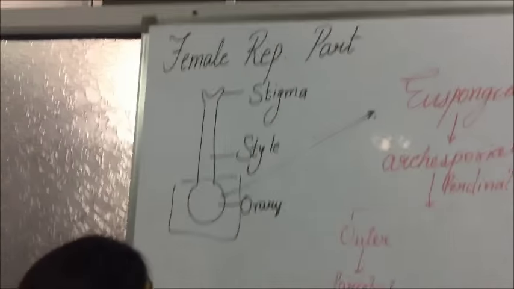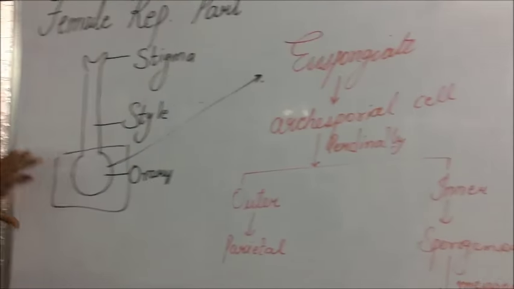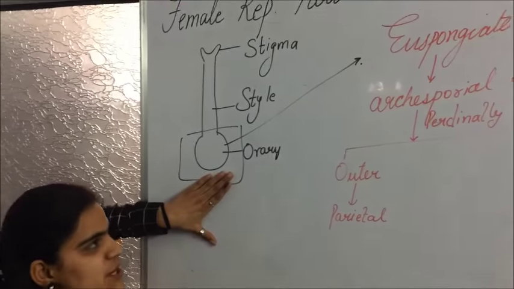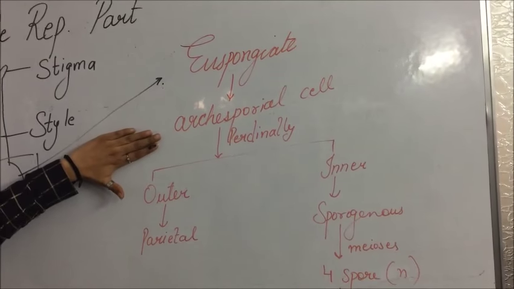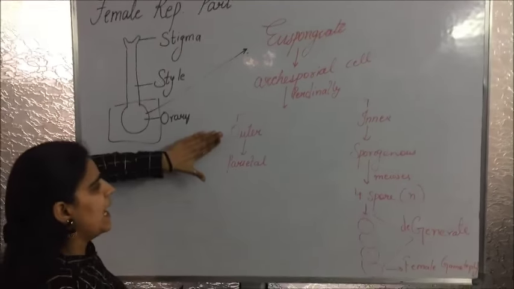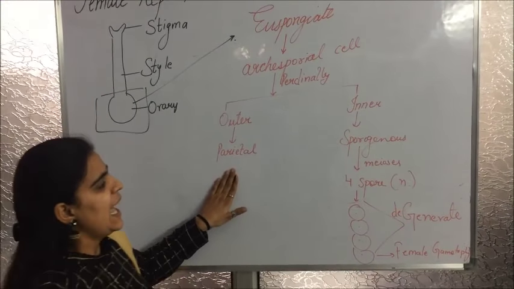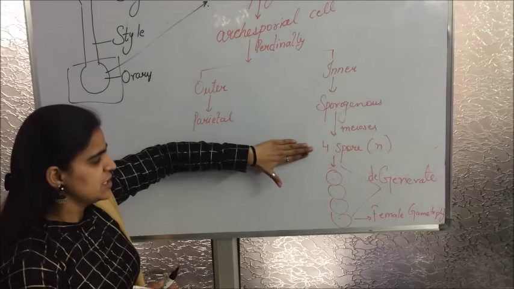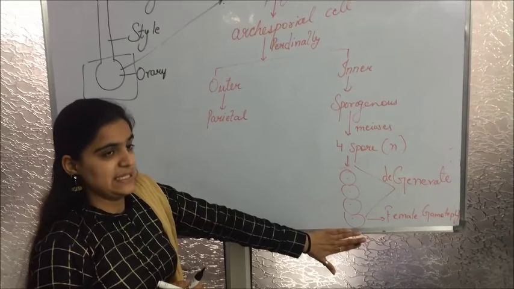I will again explain the female reproductive part: stigma, style, and last is ovary. We will discuss the ovary because here the reproduction takes place. Again, the formation of the ovule is eusporangiate type, which means it starts from archesporial initials. These cells divide periclinally to form an outer as well as an inner layer. The outer layer forms parietal cells and the inner layer forms sporogenous tissue. Then by meiosis it forms 4 spores. Of these 4 spores, 3 will degenerate and only 1 will form the female gametophyte.